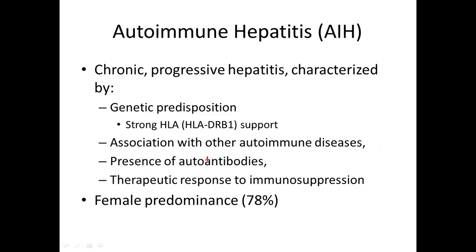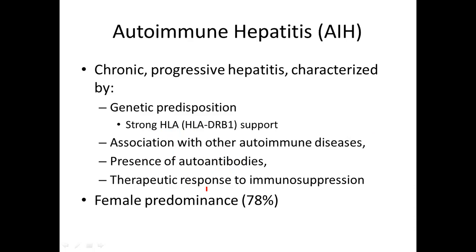So there will be autoantibodies. They will be present in cases of autoimmune hepatitis, and usually the disease responds very well to immunosuppressive agents. So all these features, that is the genetic predisposition, association with other autoimmune diseases, presence of autoantibodies, and therapeutic response to immunosuppression, all indicate that this type of hepatitis is basically an autoimmune hepatitis with a female predominance.